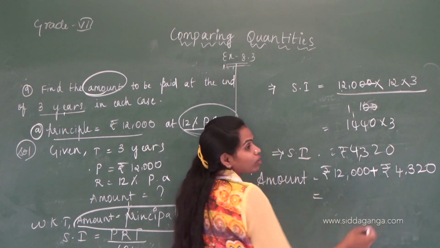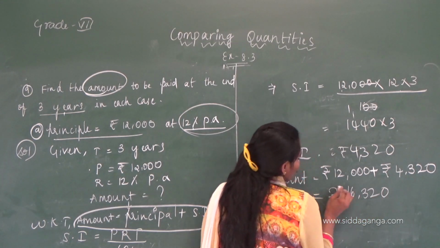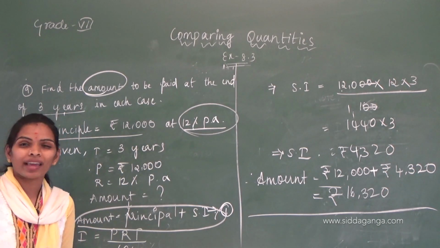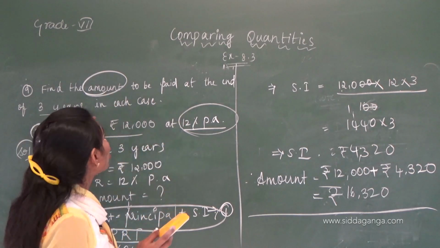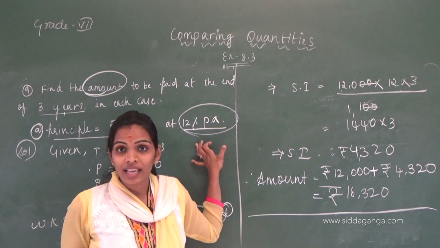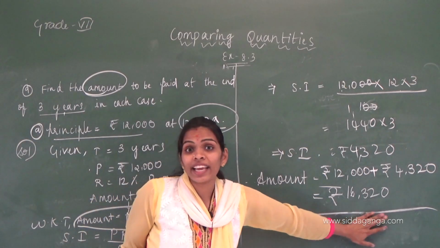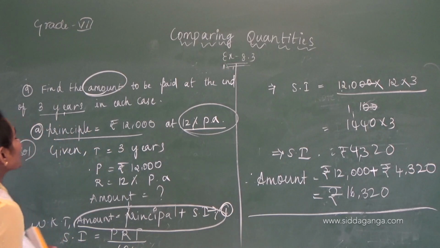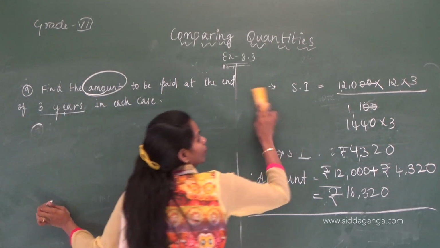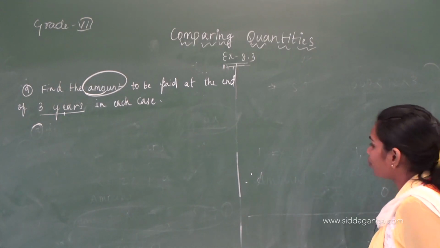4,320. 12,000 plus 4,320 is 16,320. Therefore, the amount to be paid to the bank at the end of 3 years, in the case of principal rupees 12,000 at 12 paisa per annum interest, is 16,320. Okay, they are giving another case also. We have to use the same formula and the same procedure here too.